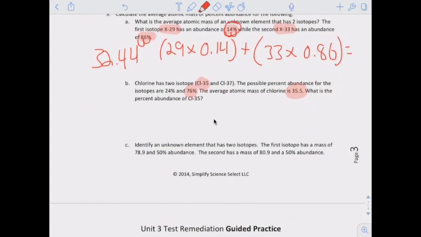And then lastly on C, the only trick to this one, we can plug in the numbers here. But when you get your mass, it says identify the unknown element. So all we have to do is find the average atomic mass, and then look on the periodic table. Now you do the math, and you should hopefully find that it is bromine.